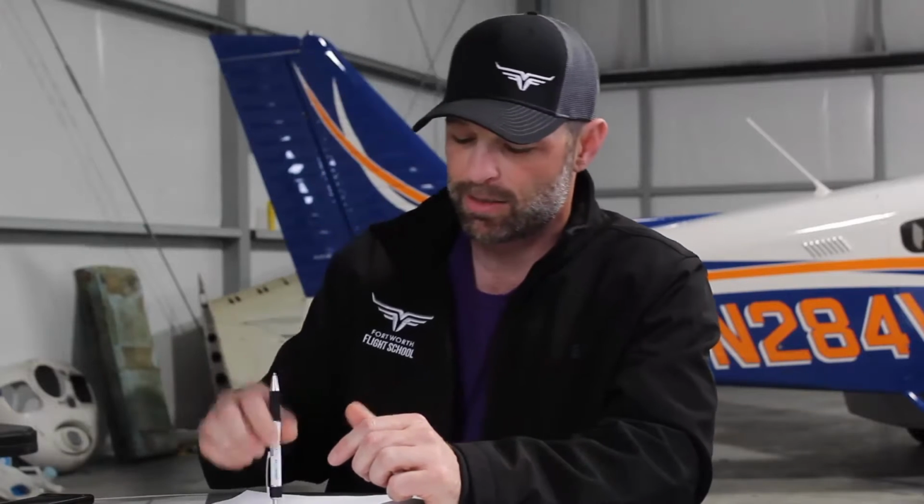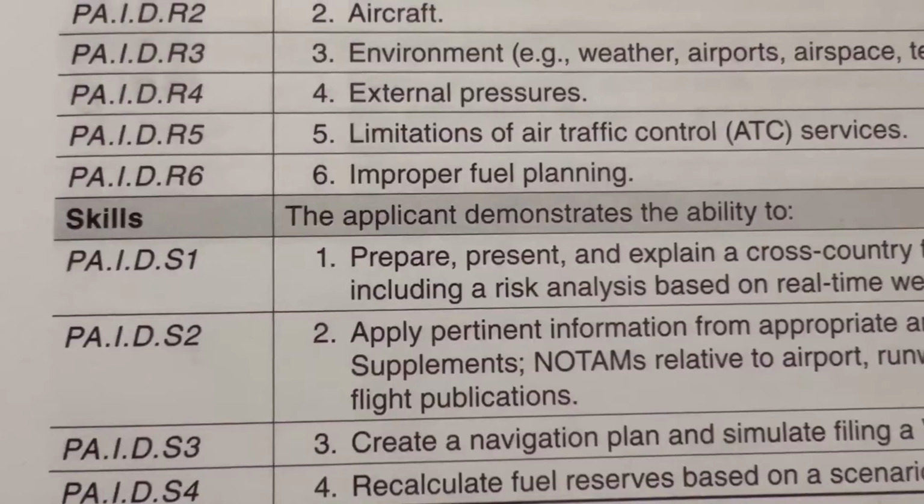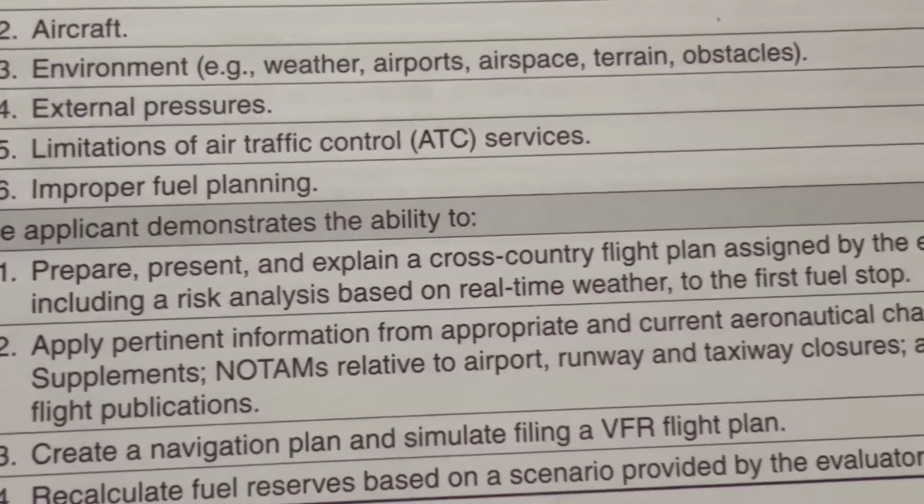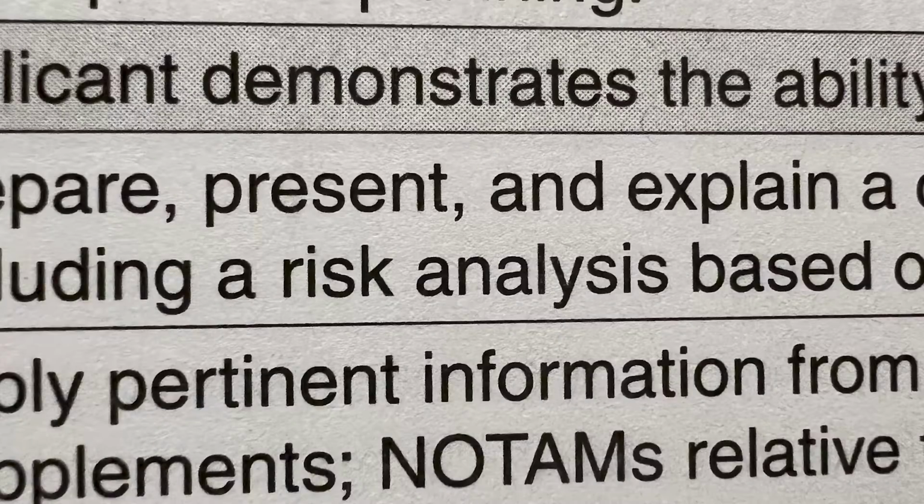Okay, Jesse, go ahead and explain to me the risk analysis associated with this cross-country flight. Sure. What is that again? Risk analysis. Yeah, it's in the ACS. It's right here. Prepare and present and explain a cross-country flight plan assigned by the evaluator, including a risk analysis based on real-time weather to the first fuel stop. That's what my instructor told me to buy that book. That would have been helpful.